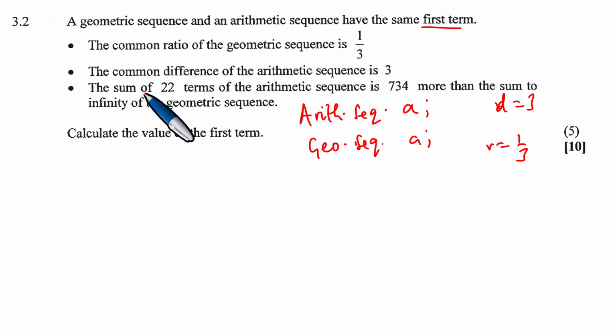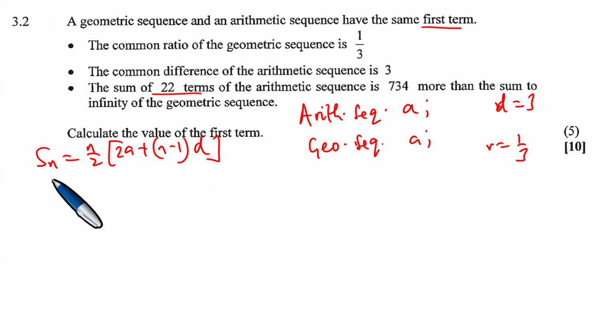Okay, now the sum of 22 terms of the arithmetic sequence is 734 more than the sum to infinity of the geometric sequence. Okay, let us look at this exactly and see what we need to do. We are finding the sum of 22 terms. You need to realize that Sn is the same as n over 2 times twice a plus n minus 1 times the common difference.